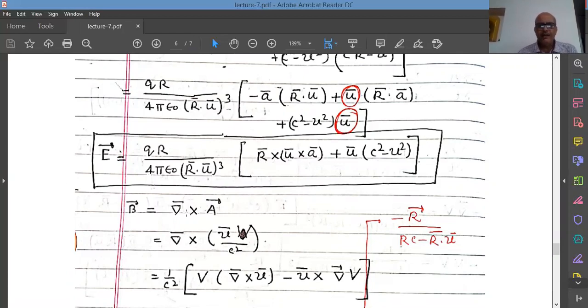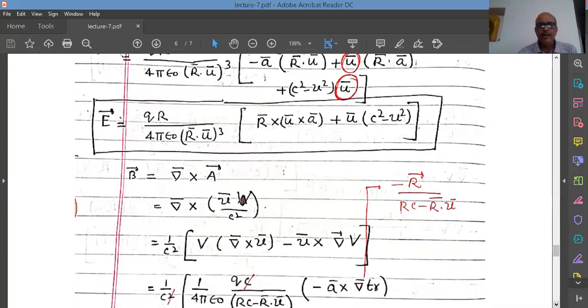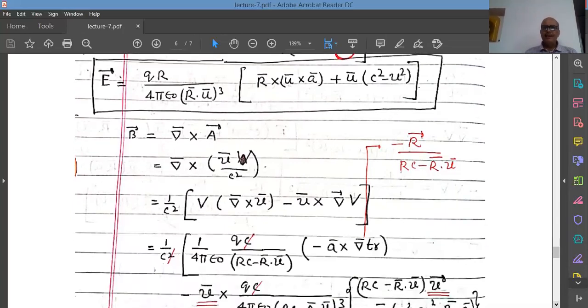Now B is equal to curl of A. We have already expressed A as V times the scalar potential upon c square. So it's the velocity vector times the scalar potential divided by c square. Since 1 over c square is a constant quantity, we can take it out, and we are left with the curl of the product of a scalar quantity and a vector quantity. If you expand it by applying an identity in vector calculus, we can write it as 1 over c square, and then in the bracket, V times curl of V minus V cross gradient of the potential.